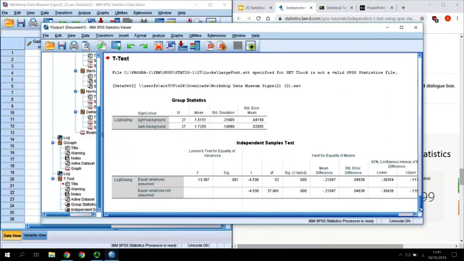And in the output, we looked earlier at the result of the Levene's test. So the p-value is less than 0.05, which means we don't have equal variance. So we're going to look at this bottom line of results. Now the main thing that we want to look at is the p-value here. It's under this Sig. 2-tailed. And because the p-value is less than 0.05, then we know that there is a statistically significant difference. So that means that there's a difference in the gazing time between people that were looking at light background signs and dark background signs.